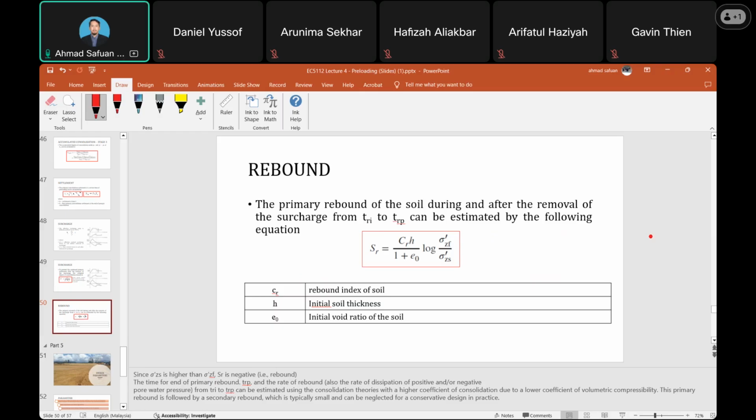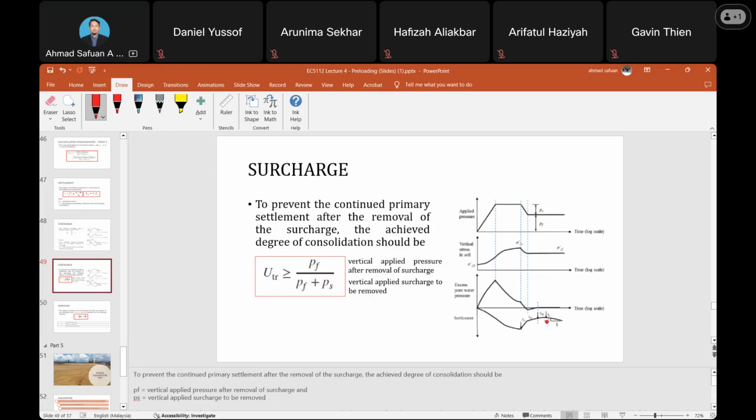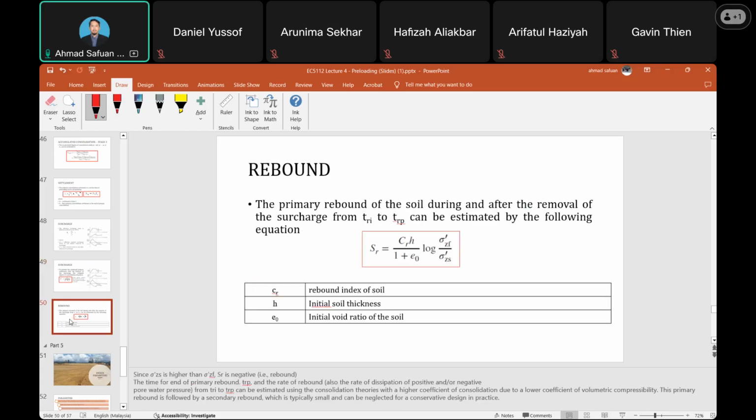The primary rebound of the soil during and after the removal of surcharge, from TRI to TRP, can be estimated by the following equation: SR equals CR H over 1 plus e naught, log sigma ZF over sigma ZS. Since sigma ZS is higher than sigma ZF, SR is a negative rebound.